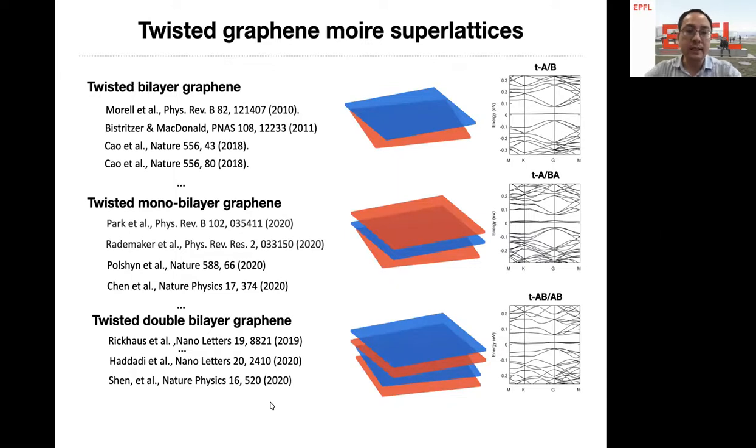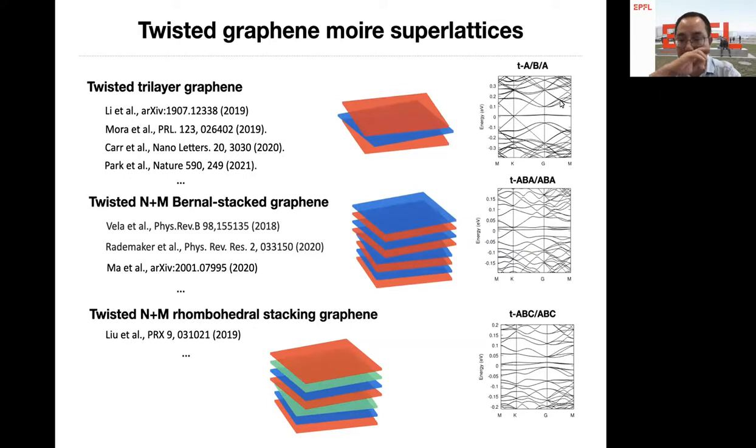After the discovery of superconductivity and correlated insulators in twisted bilayer graphene, there are numerous studies on twisted graphene moiré superlattices. For example, twisted bilayer graphene, twisted mono-bilayer graphene, where you put a bilayer graphene onto a monolayer graphene and make a twist, and also twisted double bilayer graphene. The band structure looks very similar: there are very flat bands at the Fermi level, separated from the remote bands.